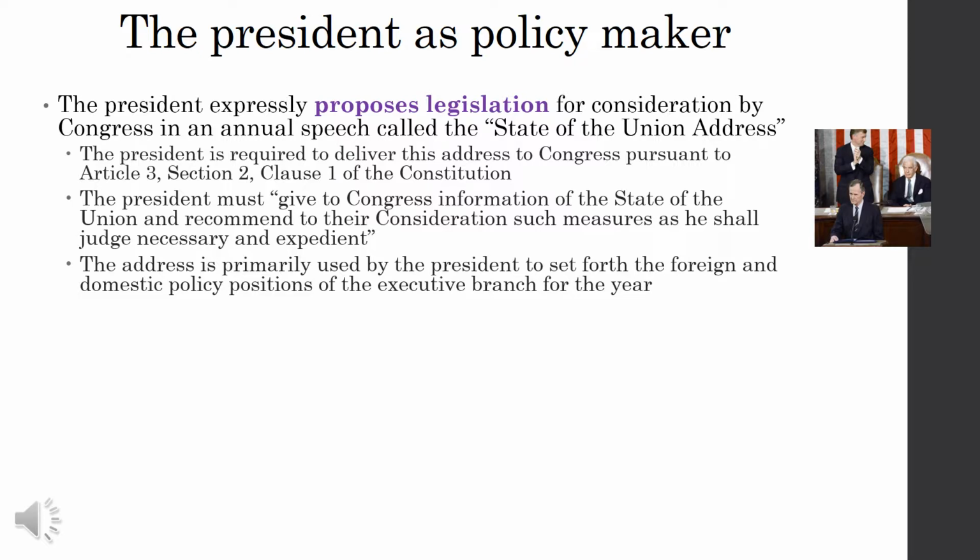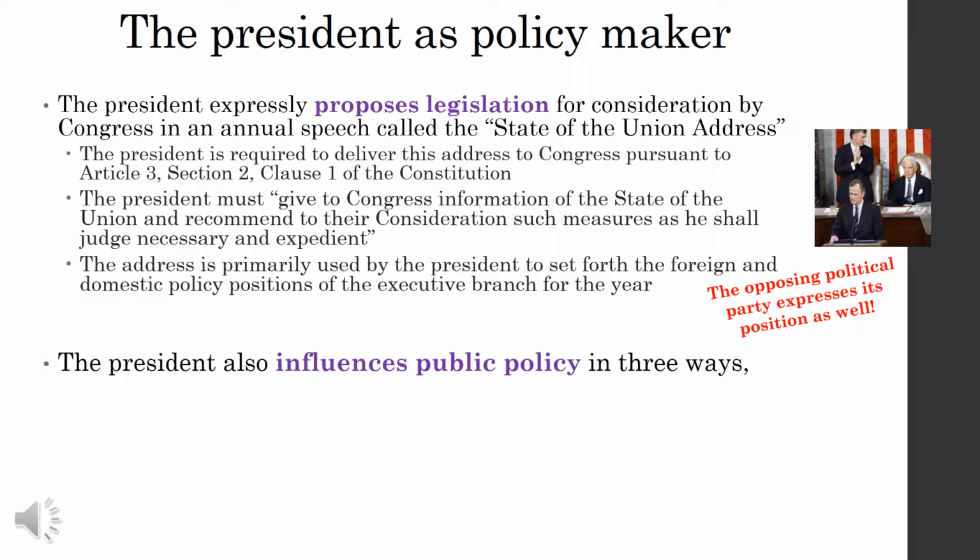This is when the president tells Congress and the nation, here's how we're going to run this country in the next year. Because the president gets to do this, the opposing political party expresses its position as well. The president says, here's how we're going to move the nation forward, and the opposing party gets to say, maybe not so much. That's not the only way the president is a policymaker. The president also influences public policy in three ways.